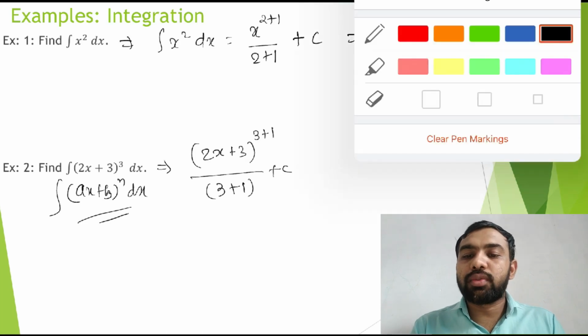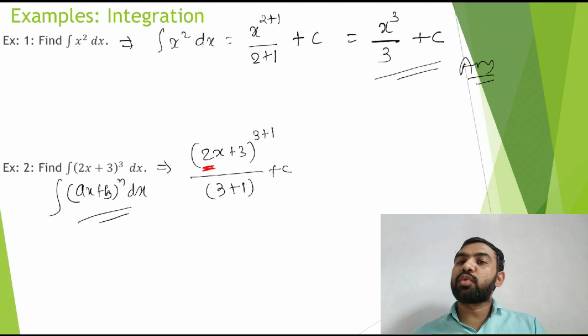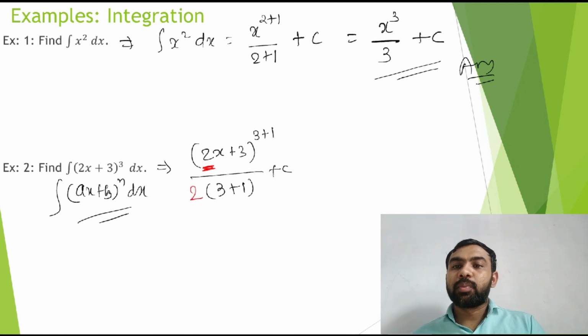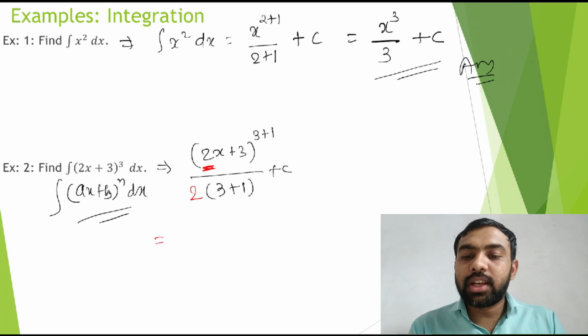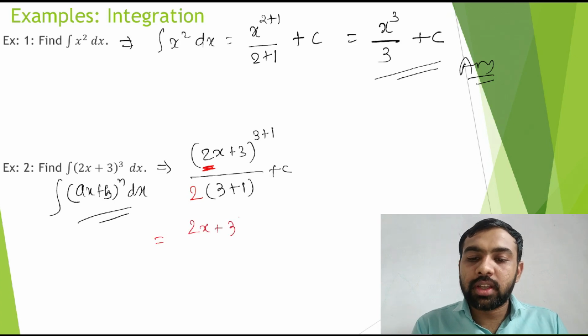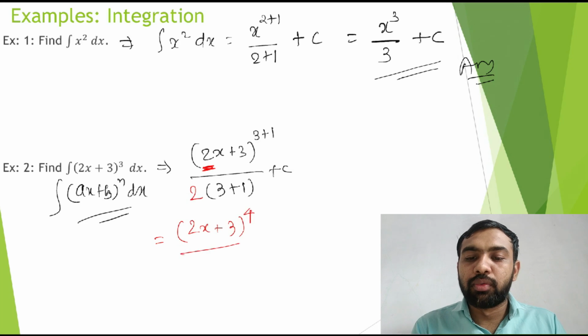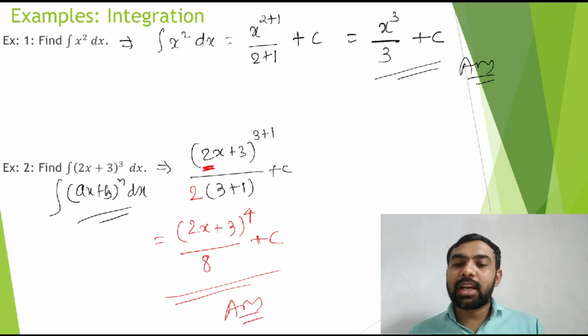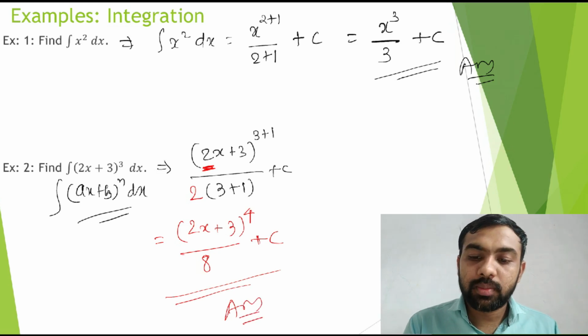Whatever the coefficient of x is comes into the denominator in multiplication. So multiply by 2. So what is the final answer? It is equal to (2x plus 3) raised to 4 upon 4 into 2, 8, plus c. This is our answer. Then after this we go to the next one.